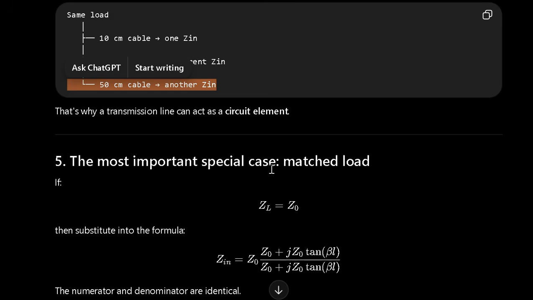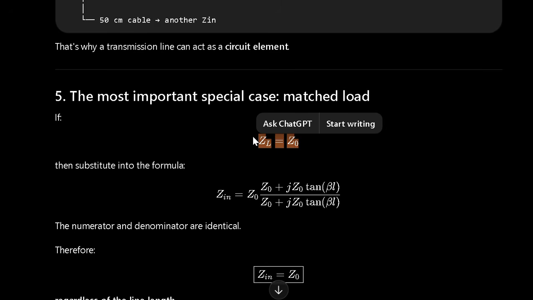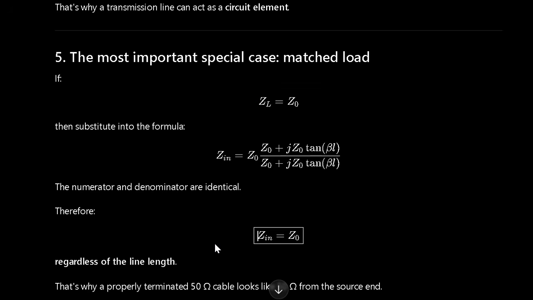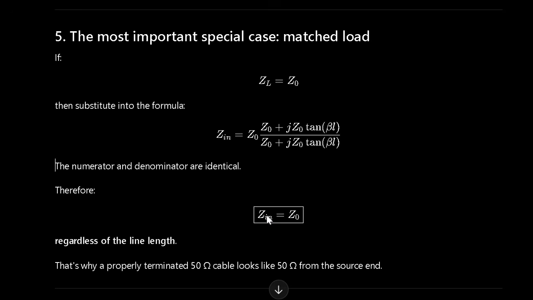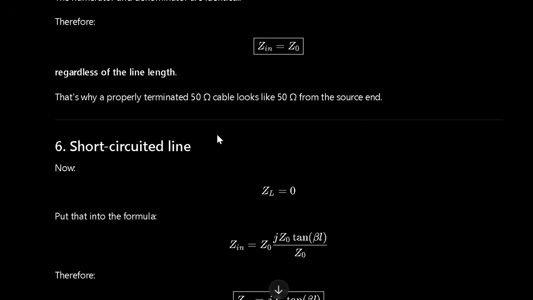The most important special case is if ZL equals Z0, meaning no mismatch between impedances. Then the equation converts into Zin equals Z0. If we solve it, in the place of ZL we put Z0, and in this place we put Z0. Both look the same, so we cancel out. So we get Zin equals Z0. Let's say a properly terminated 50 ohm cable looks like 50 ohms from the source side.